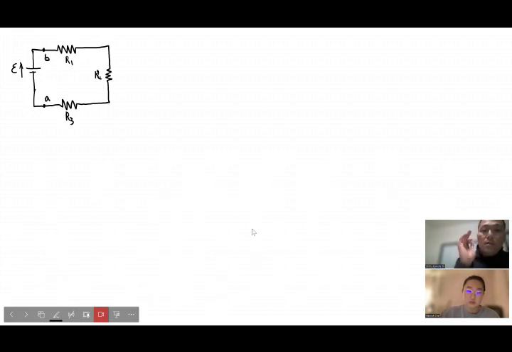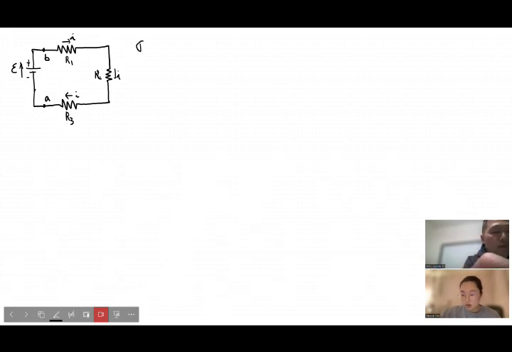Now you can naturally assume there's only one current path, because there's only one wire connected from the plus side of the battery to the minus side of the battery. So there's only one current going through the three resistors 1, 2, and 3. So there are three current flows, but in the same direction.